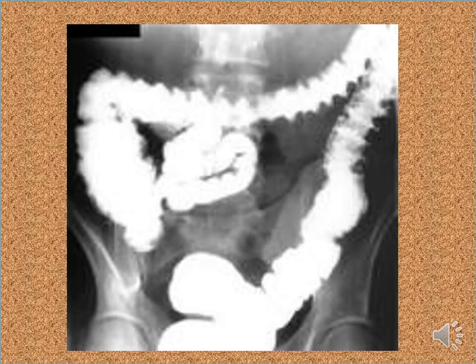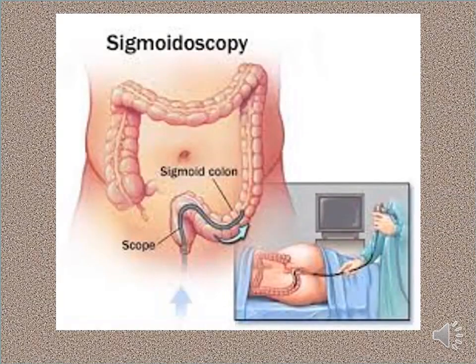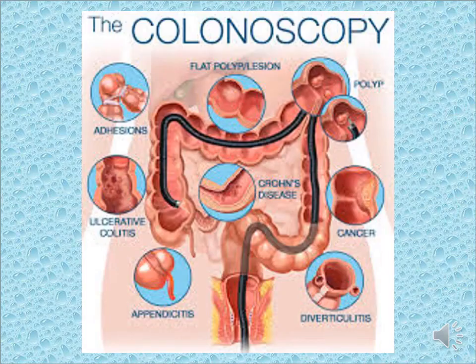Barium enema can see all of the large intestine. The sigmoidoscopy is for only the rectum and the sigmoid area, and we can diagnose it and take a biopsy, and if it's a small lesion, we can treat it by sigmoidoscopy. The colonoscopy is used if the lesion reaches the ascending colon and goes to the small intestine, the ileal lesion.